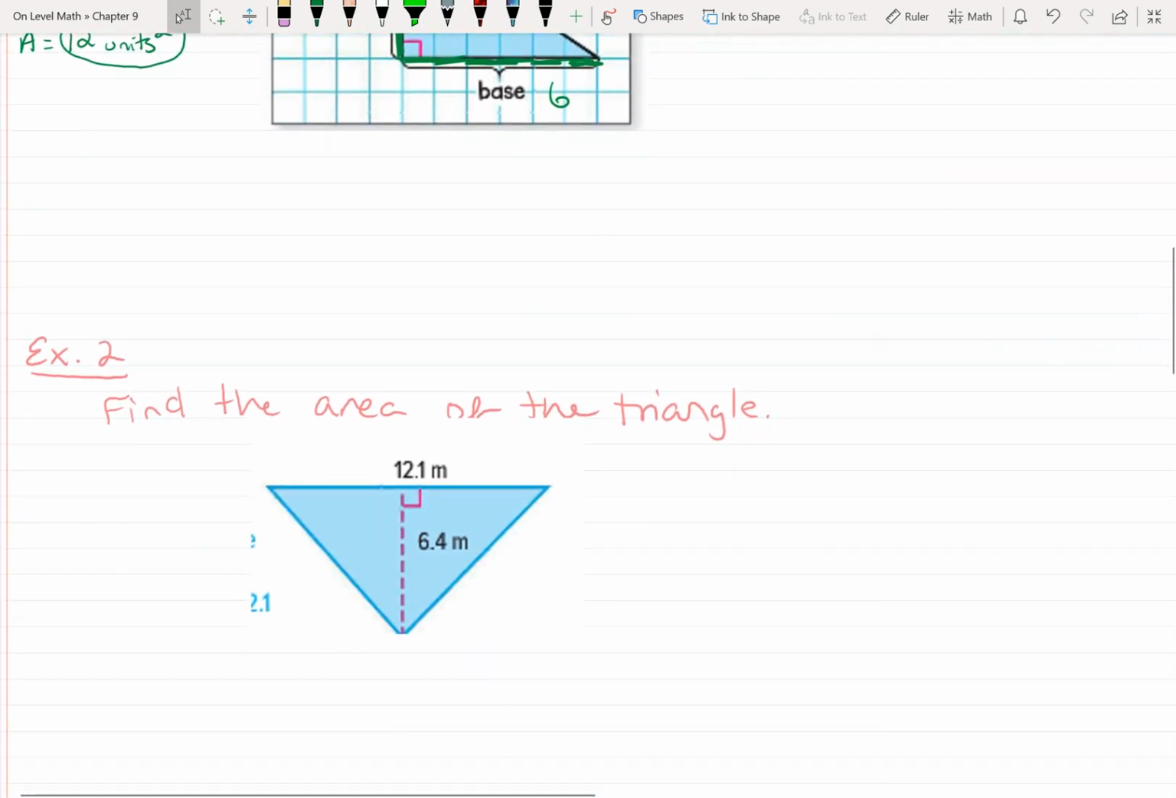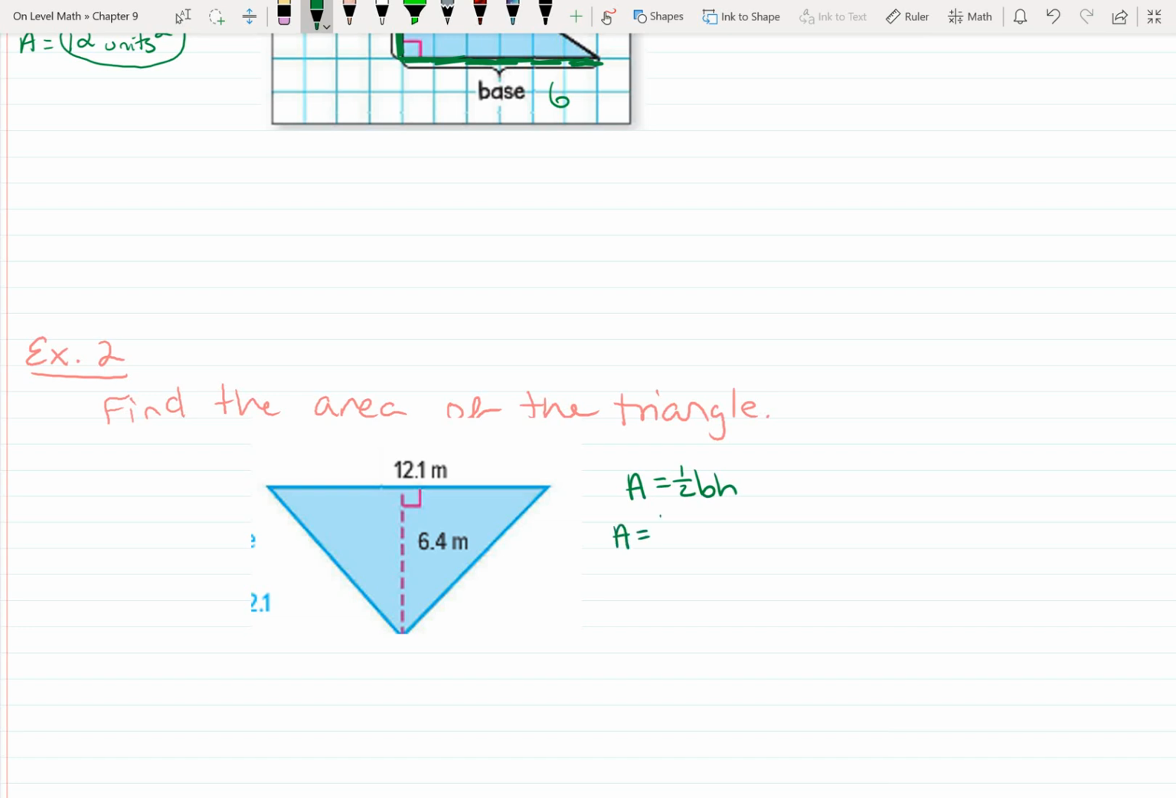Alright, example 2. So if we just look at these numbers right off the bat, they're not super friendly because they're decimals, but they're not too bad. So A equals, it says find the area of the triangle, so we start with our formula. A equals 1/2 base times height. That's step 1, to write our formula.